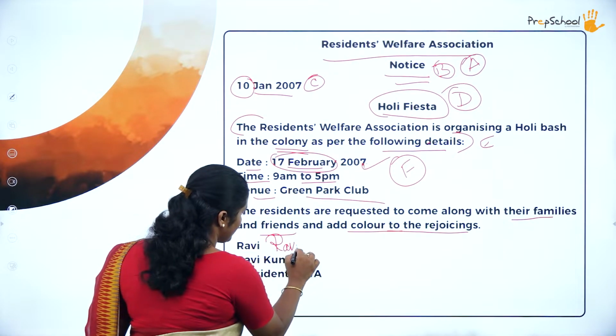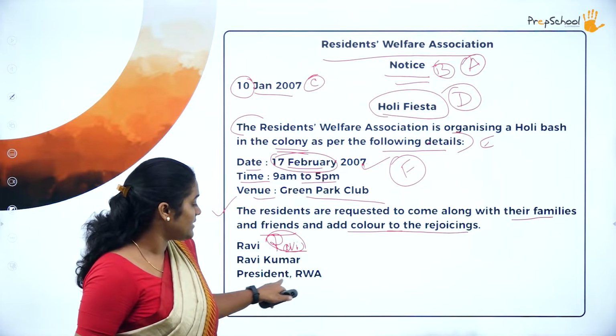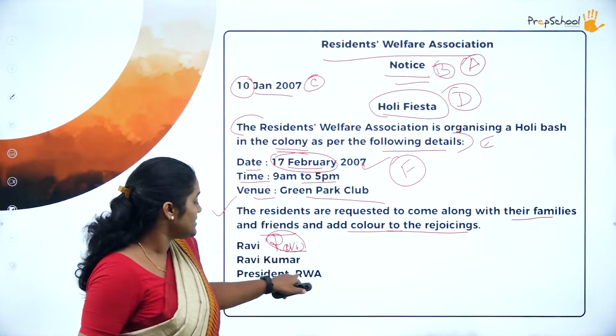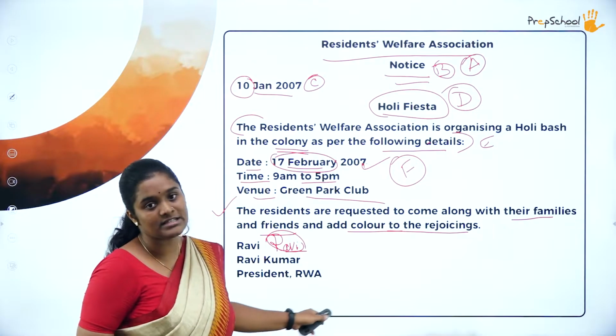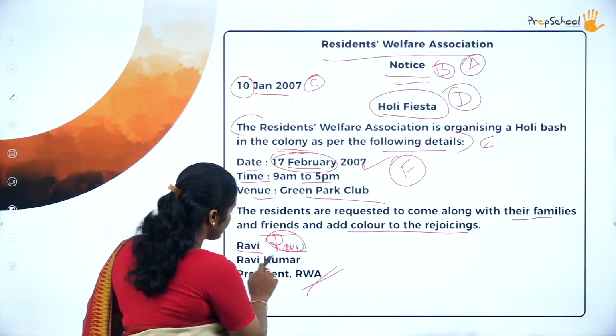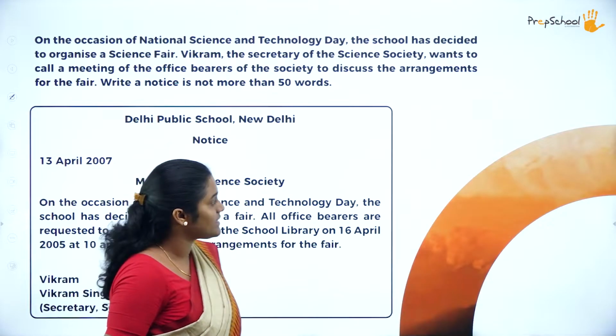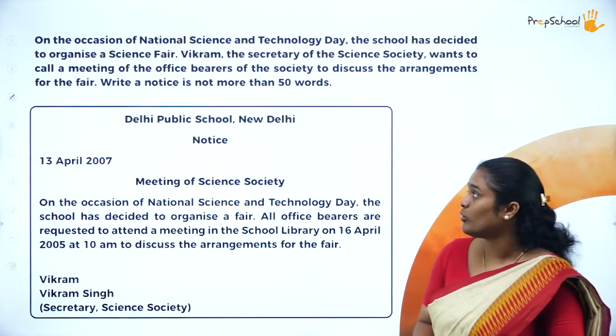Okay, the sign is not here. It has been just given like that. Sign, name, President RWA, which is Residents Welfare Association. There is a short form that has been written. So President of, this is also done. Sign, name, clear. I hope this example was clear. If there's another example, a tiny little example, if you'd want to look at.